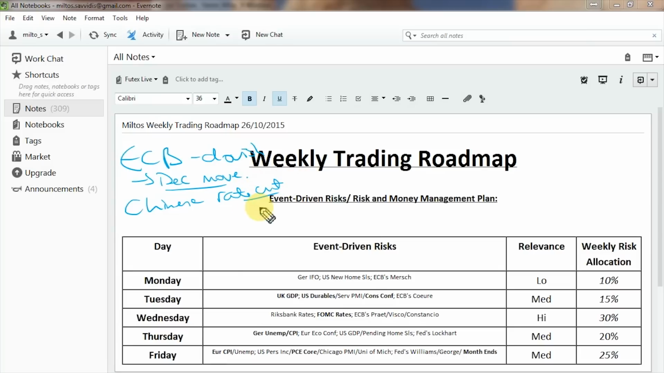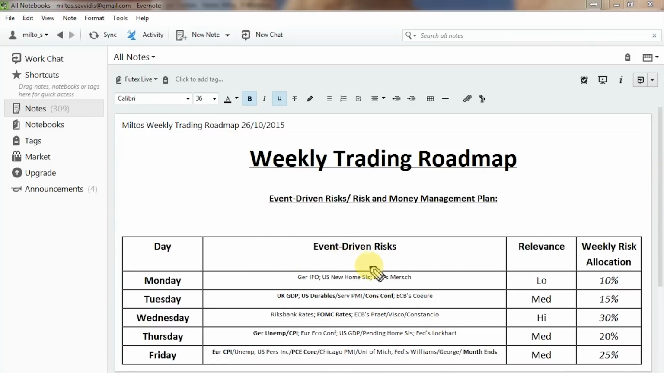So we'll take a look at how that's affected the markets, and we'll take a look now at a few of the event-driven risks in the week ahead.